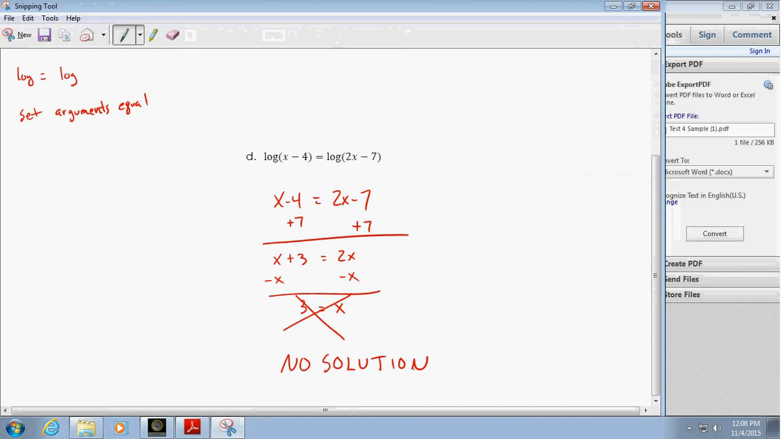Any problem that has a log in it, if it starts with a log in it, then you have to check your answer. In every log, you have to put the x value back into every argument and make sure that none of the arguments are negative or zero. And 2x minus 7. Okay. Which if you put it in, 2x minus 7, you get 6 minus 7 is negative 1. You still get a negative number, so it fails on both of them. But it doesn't have to fail both of them. As long as it fails one of them, it doesn't work. Okay?